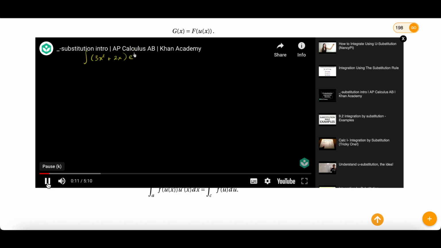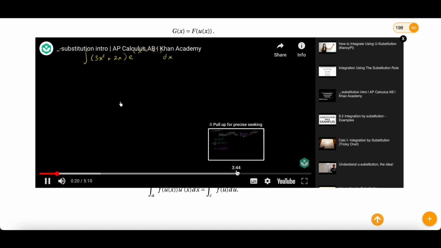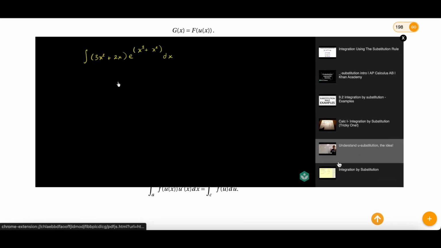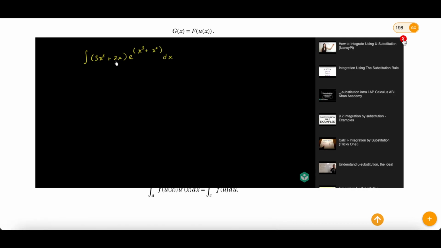Times e to the x cubed plus x squared dx. So how would we go about solving this? So first, when you look at it, it seems like a really complicated integral. We have this polynomial right over here.